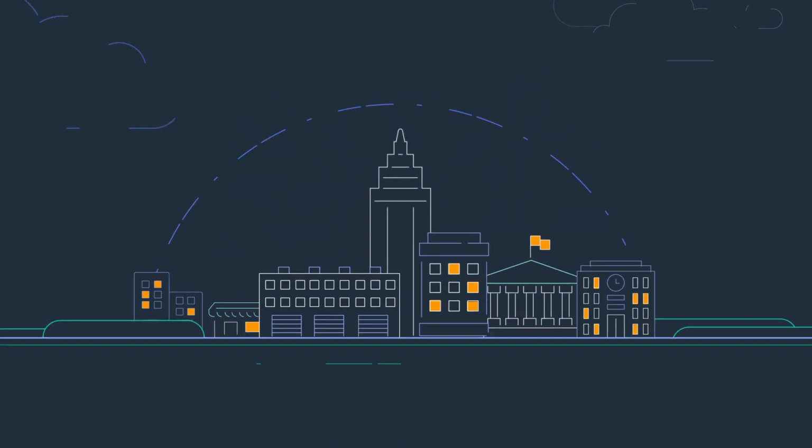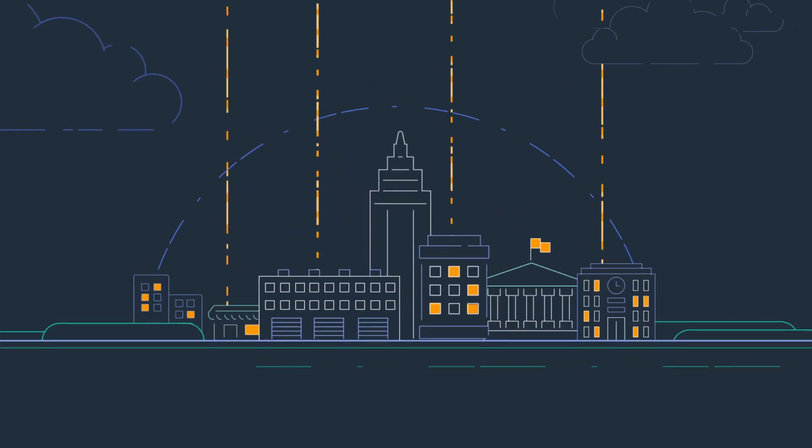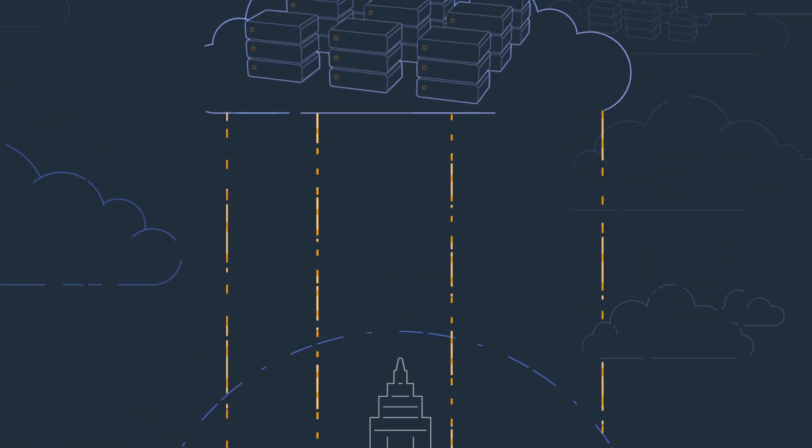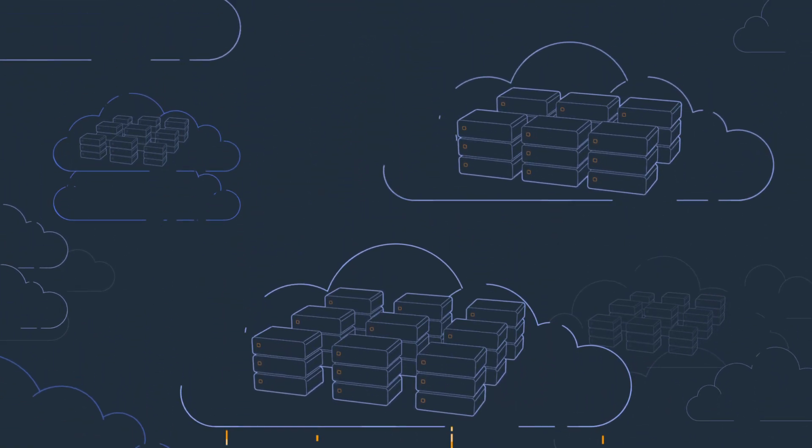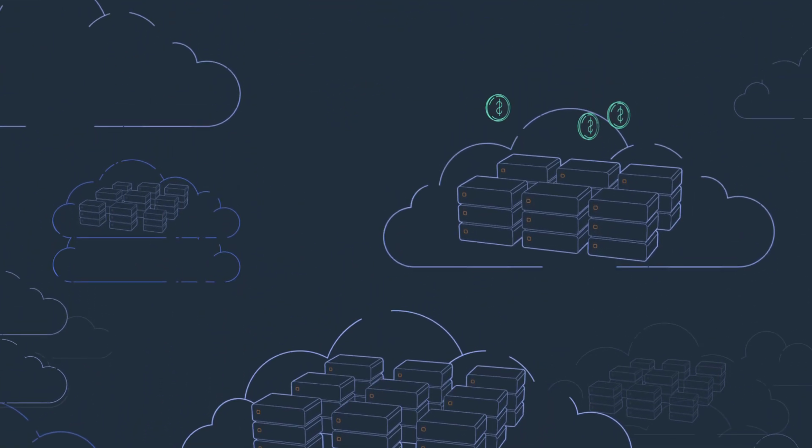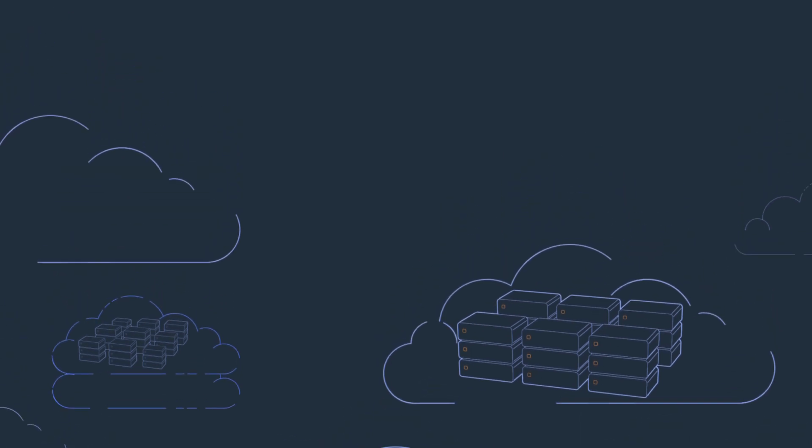EC2 UltraClusters are democratizing access to supercomputer-class performance for everyday ML and HPC developers via an easy pay-as-you-go usage model without any setup or maintenance costs.